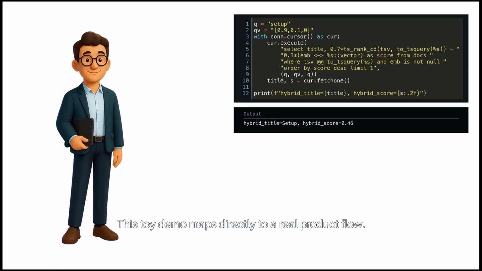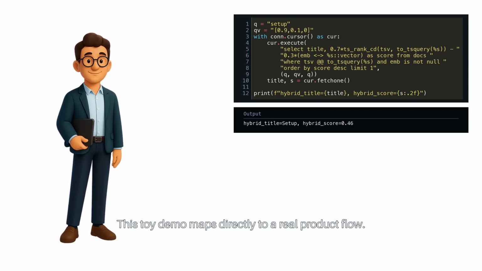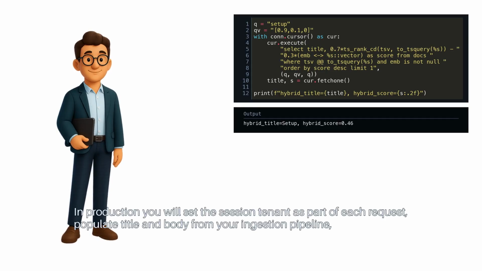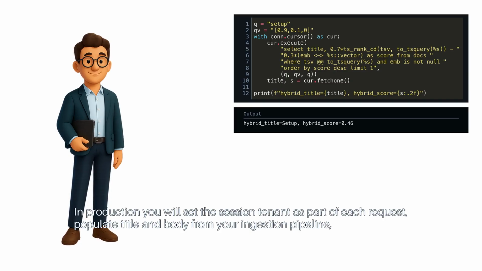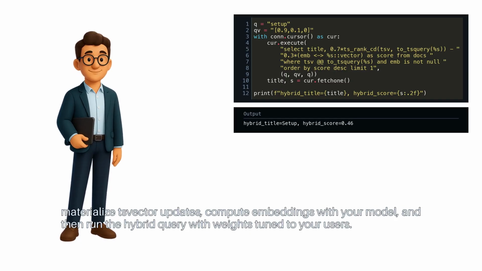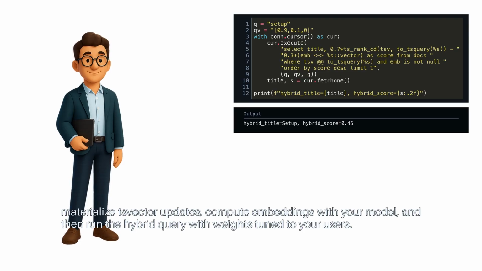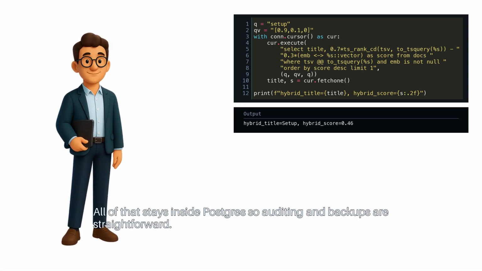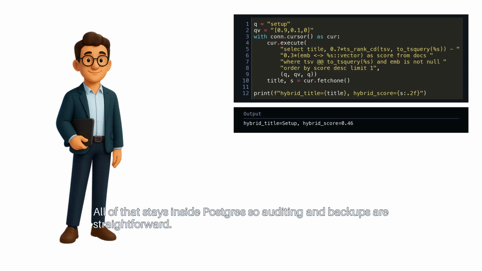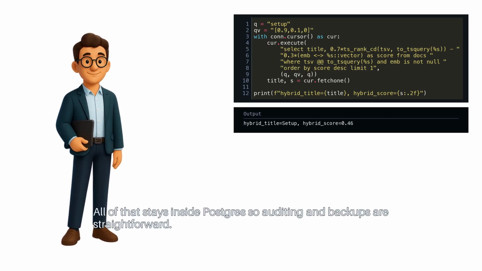This toy demo maps directly to a real product flow. In production, you will set the session tenant as part of each request. Populate title and body from your ingestion pipeline. Materialize tsvector updates. Compute embeddings with your model, and then run the hybrid query with weights tuned to your users. All of that stays inside Postgres, so auditing and backups are straightforward.